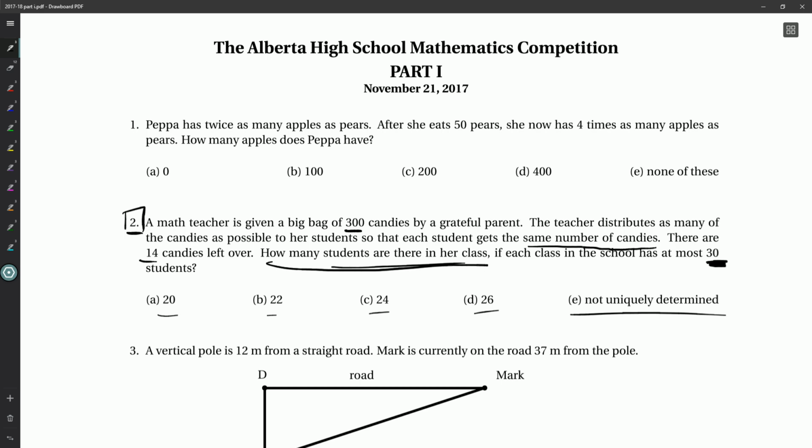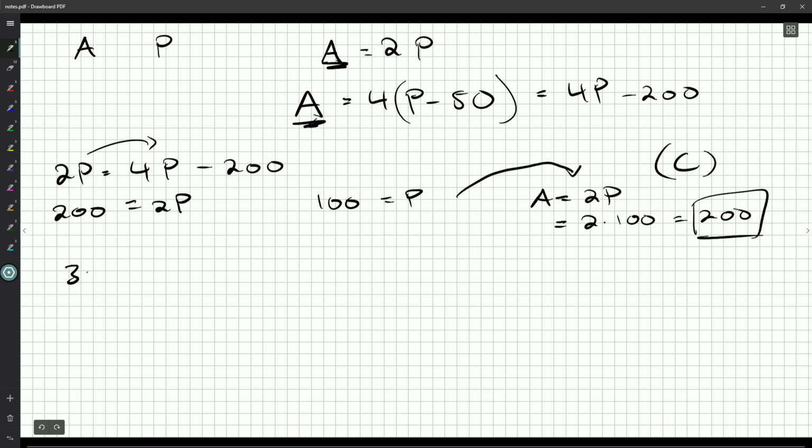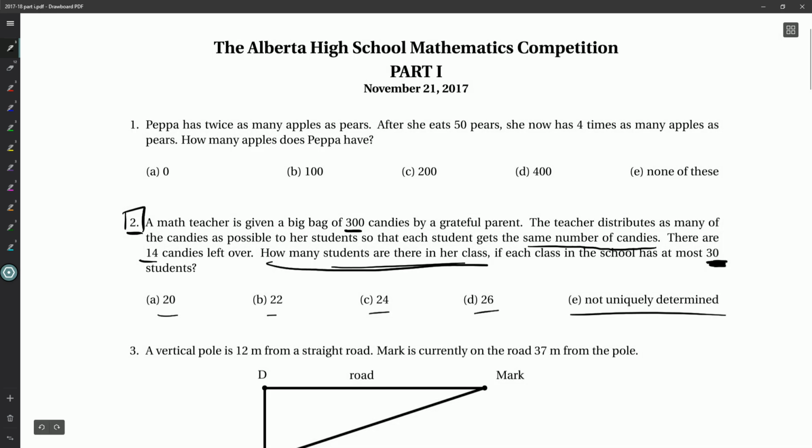300 candies, there's 14 left over. So we're going to take those 14 candies and set them aside. Then we'll have 286 candies to split among the students. We got 14 candies left over. Now we want to figure out the number of students in the class.